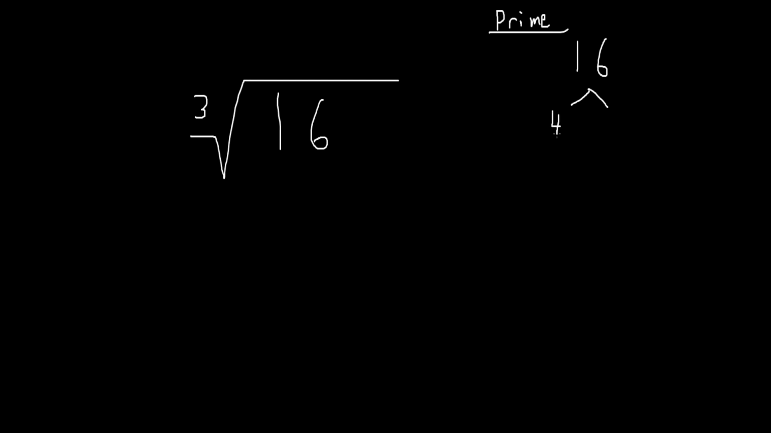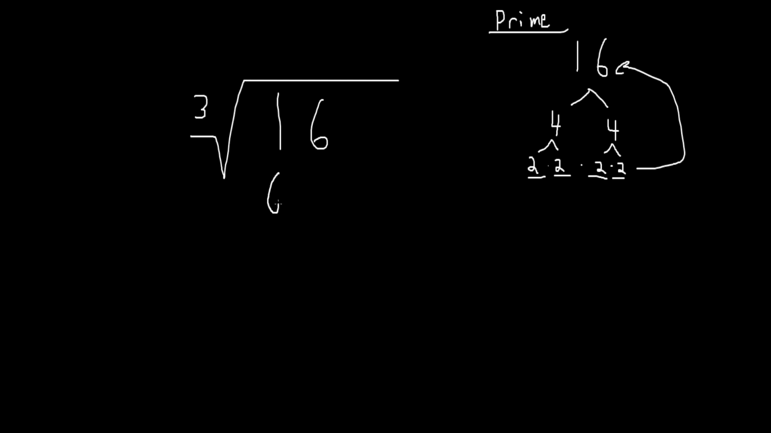As we just said, 16 can be divided by 4 and 4. Now, 4 is not a prime number, so I can divide 4 by something. Let's divide by 2. So 4 can be divided by 2, and all of these 2s are prime. All of them are prime numbers, which means if I multiplied them all together, I would get 16.